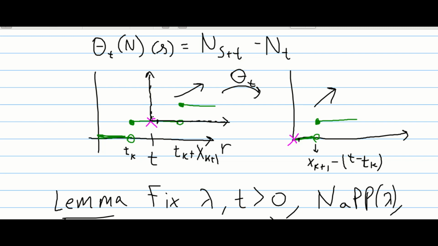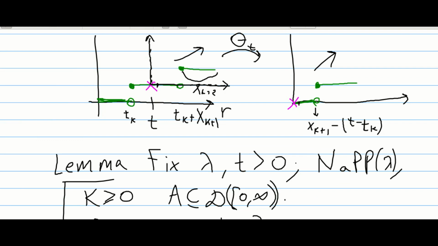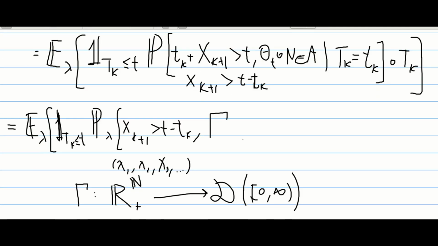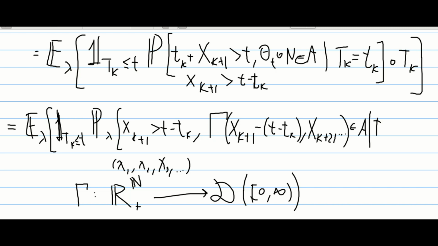And now the other inter-arrivals, from this one to the next, are just X_{k+2}, X_{k+3}, and so on. So here you see the exact formula that you have to plug into theta to get the future process. This is X_{k+1} minus something that we know it's bigger than, so we're not putting anything negative into theta, thank God. X_{k+1} minus (t minus tk), X_{k+2}, X_{k+3}, and so on and so forth belong to A, given Tk equals tk, composed with Tk.